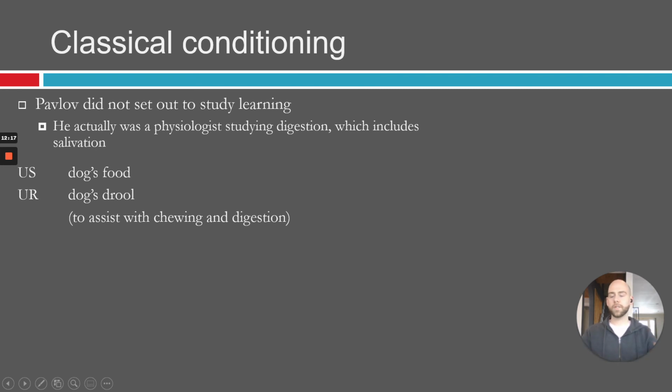So to start out, I've already mentioned this one, but the unconditioned stimulus in the classic kind of Pavlovian model was the dog's food, and the unconditioned response was drooling, because it assists, again, with chewing and digestion.